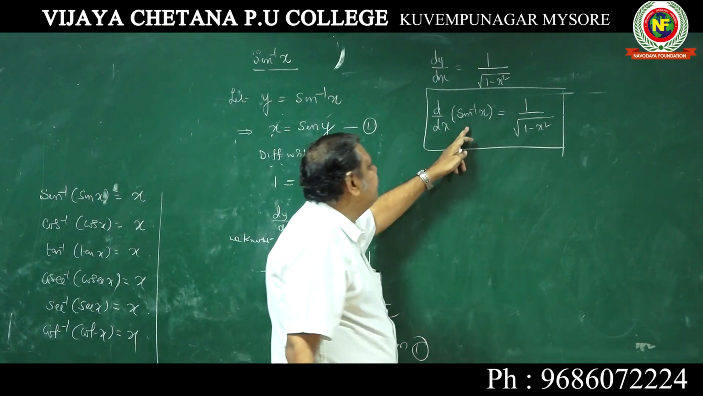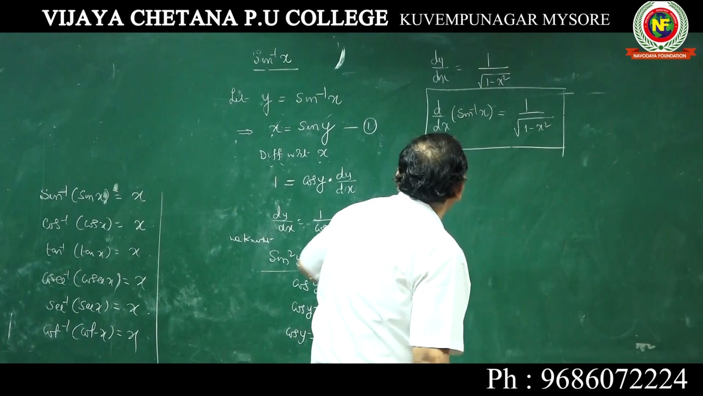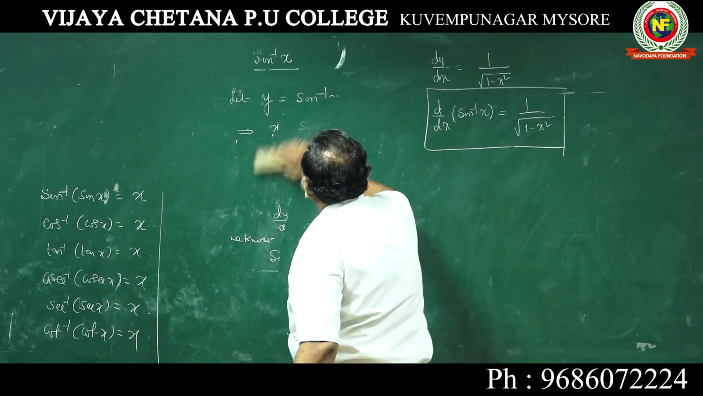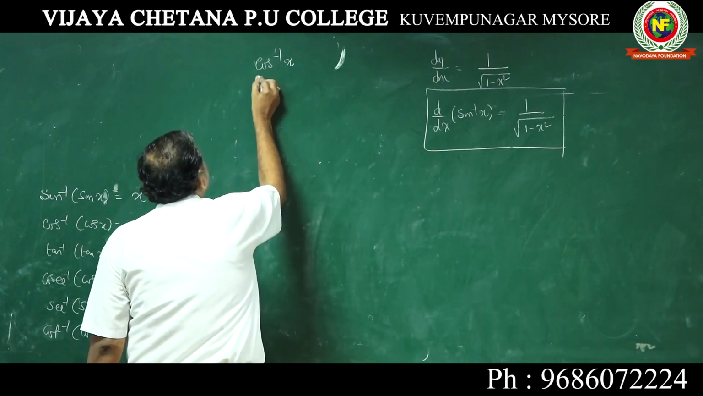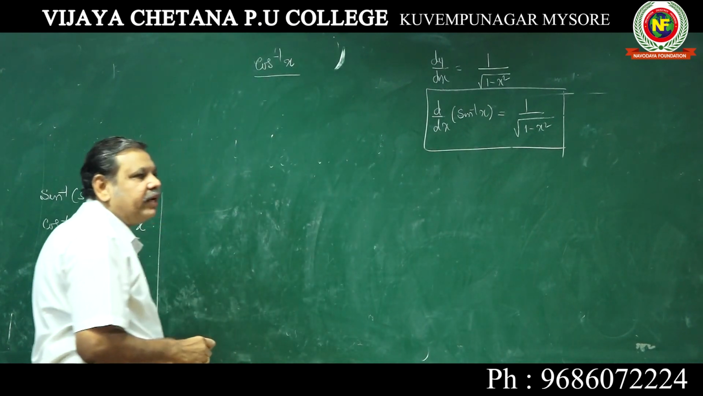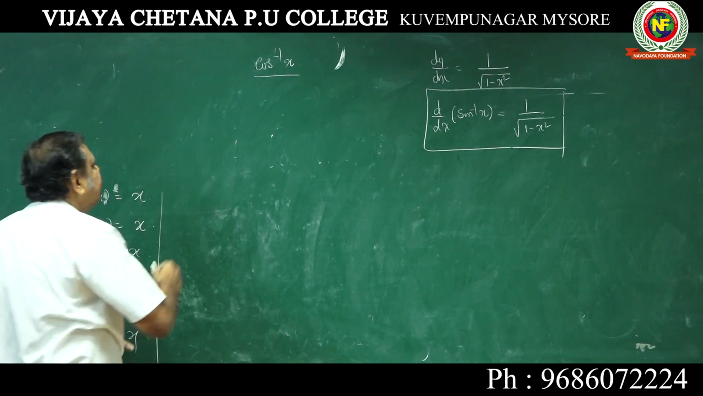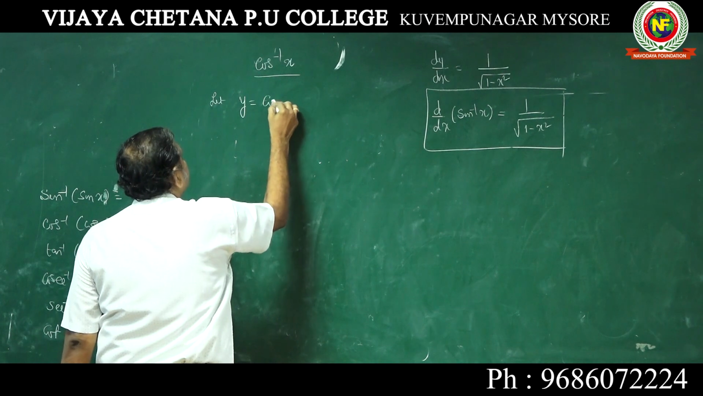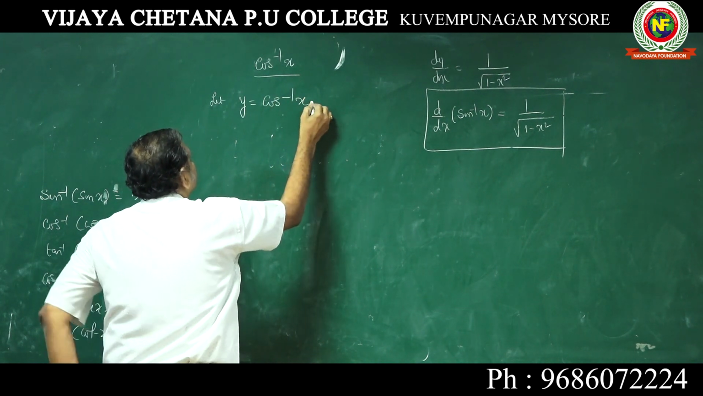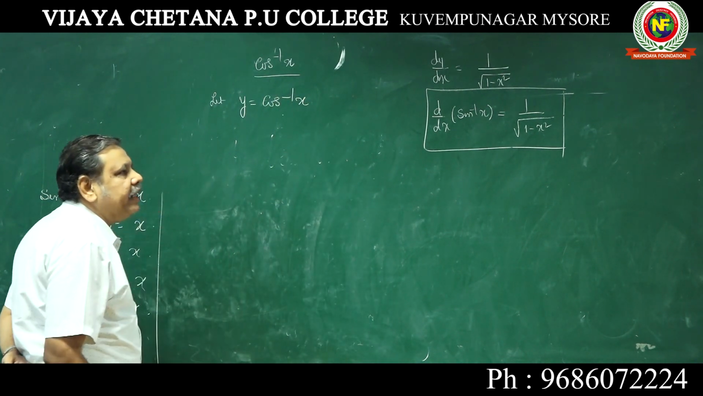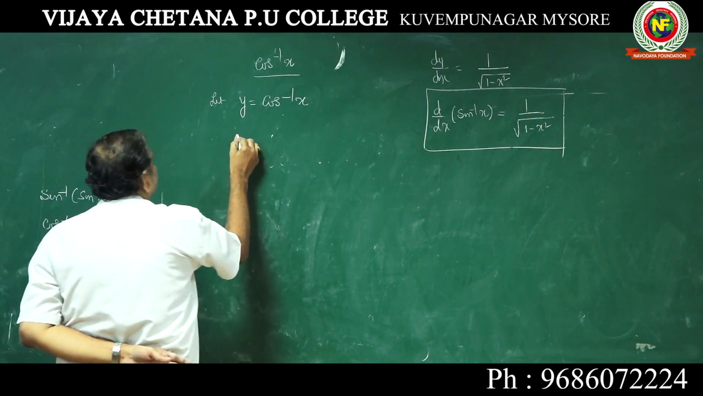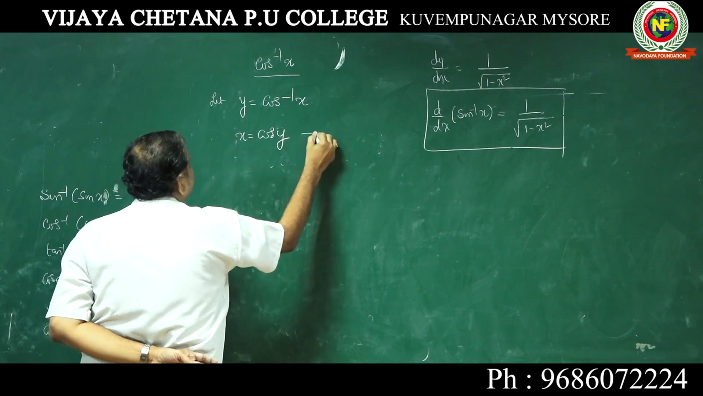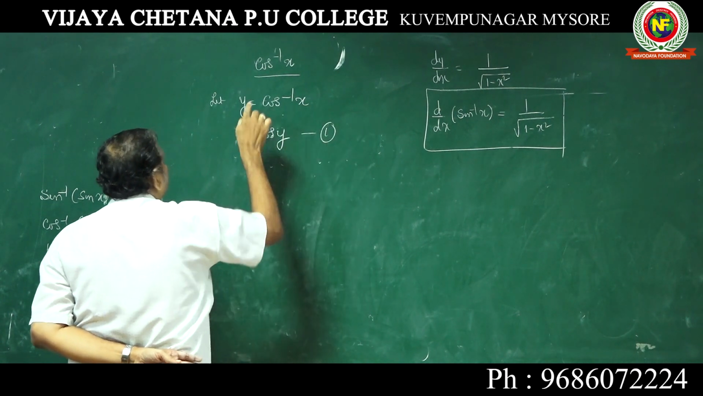d by dx of sin inverse x is 1 over root of 1 minus x square. Now we should go for cos inverse x. Find out cos inverse x. Very important thing. We have to find out the differentiation of cos inverse x. Let y is equal to cos inverse x. And by the definition of the inverse trigonometric function, x equal to cos y, call it as equation number 1.